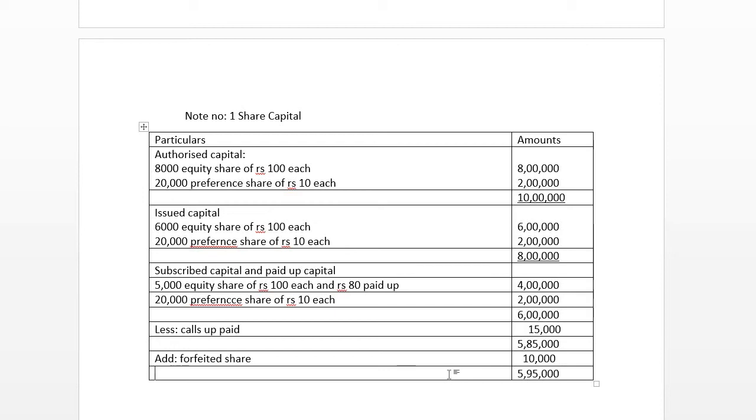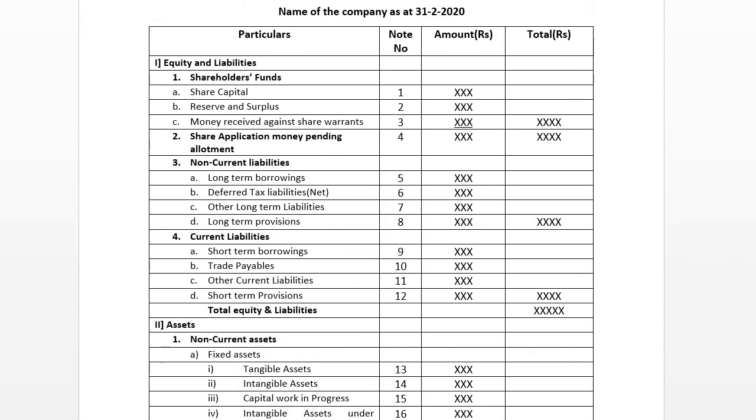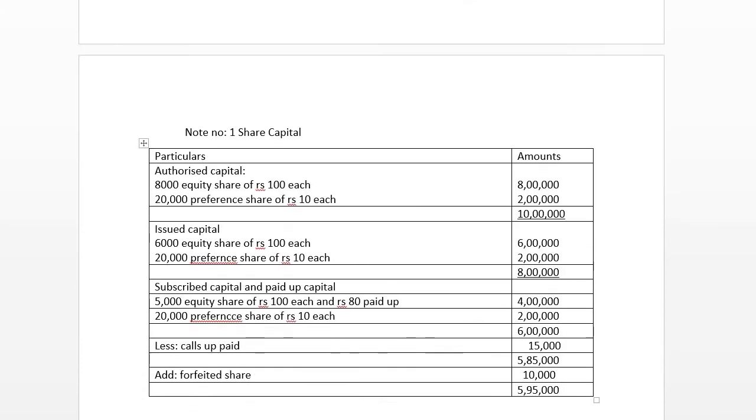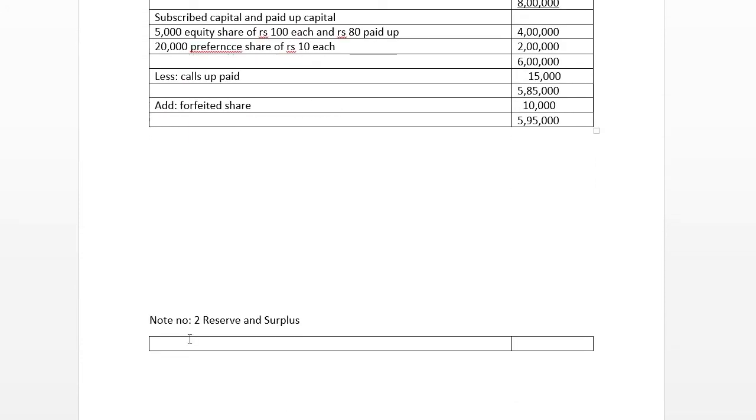This is note number 1. This amount of 5,95,000, whatever has been taken as an imaginary figure, we are going to put in the balance sheet here in the inner column, note number 1. Then later, next we are going to have the head of Reserves and surplus, which is note number 2, right? Yes. Therefore, let us go ahead with note number 2 and see what is involved in that.